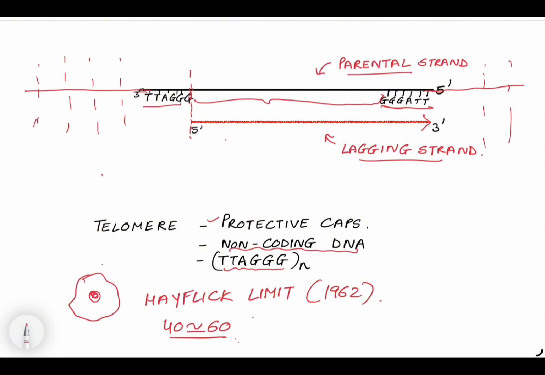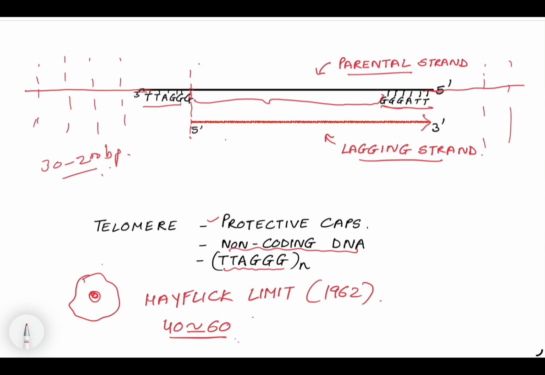When these telomeres are cut to a sufficient length, after whatever number of divisions, approximately 40 to 60, then the cell stops dividing. For every division, around 30 to 200 base pairs are lost. So that is why they are called protective caps, because they are protecting the coding area.